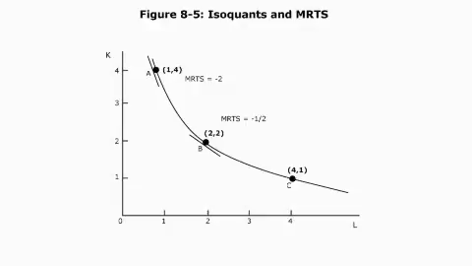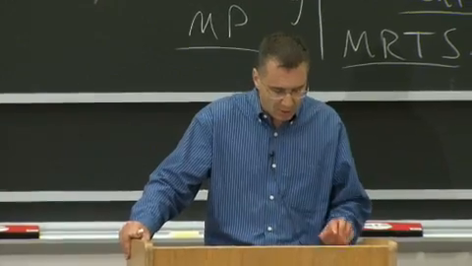Once again, the principle of diminishing marginal product, just like the principle of diminishing marginal utility, implies that the marginal rate of technical substitution is going to be falling as you go down the isoquant. Just like the marginal rate of substitution fell as you went down the indifference curve, the marginal rate of technical substitution is going to fall as you go down the isoquant.